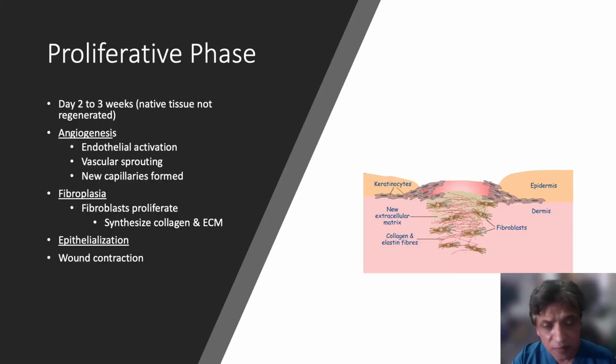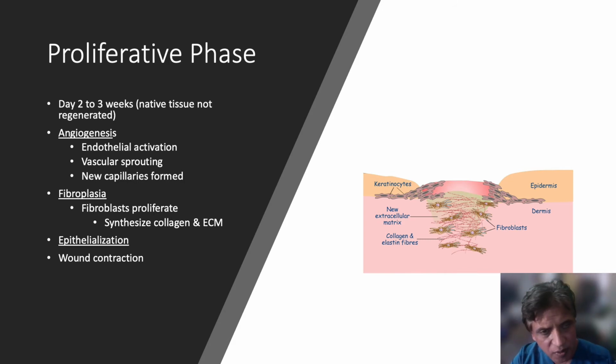So the proliferative phase of wound healing usually commences, or can commence, as early as day 2 and can last up to 3 weeks in a normally healing wound. It's important to know that during the proliferative phase of wound healing, this defect in the tissues is not replaced by regenerated native tissue. So let me give you an example.